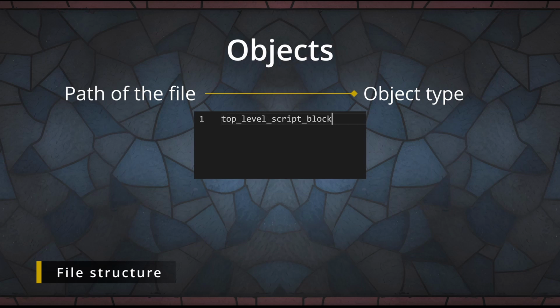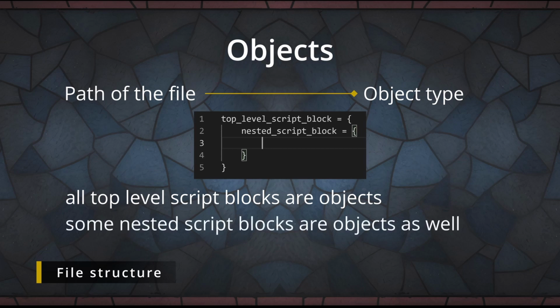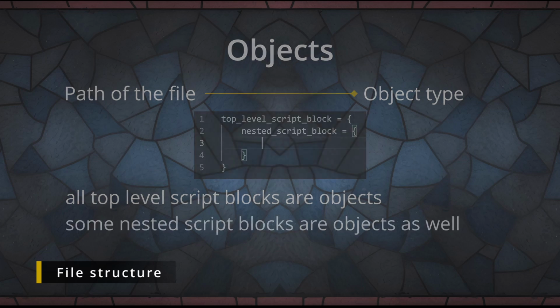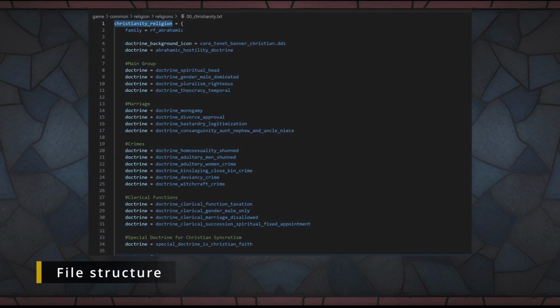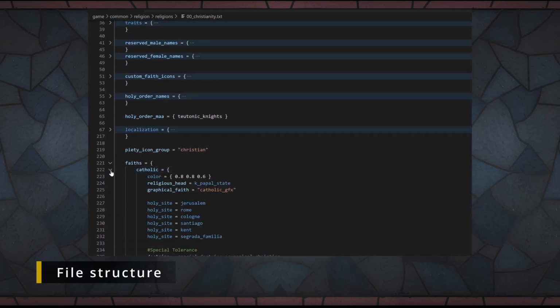In script, any top-level script block defined by a unique key is an object, and a script block is opened by using the equal sign followed by an opening bracket and closed by using a closing bracket. You can nest blocks, but if a script block is nested inside another one, then it is not a top-level block. To make things a bit confusing, most objects are defined as top-level script blocks, but some objects are defined inside other objects. For example, in the religion files, the top-level script block is a religion, and in that top-level script block you will find first a bunch of parameters in their own blocks, and then a faiths block in which individual faiths are defined with their own parameters.